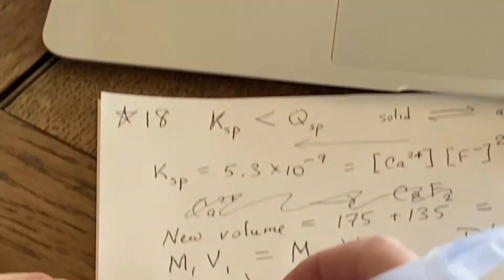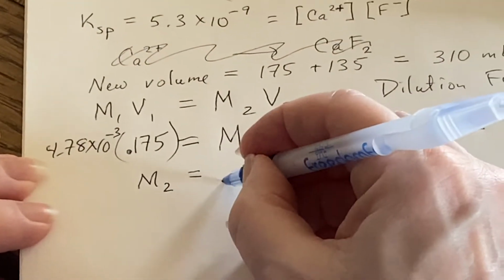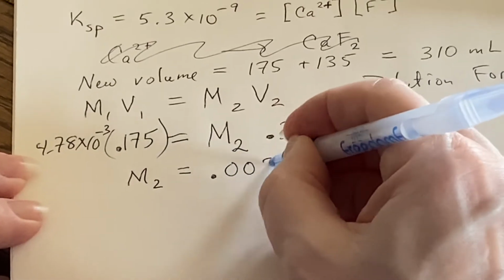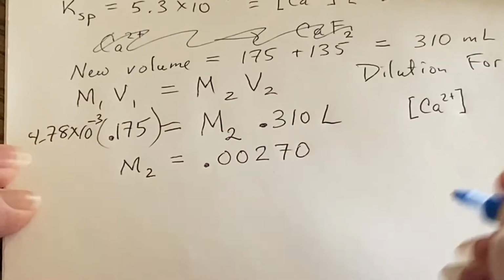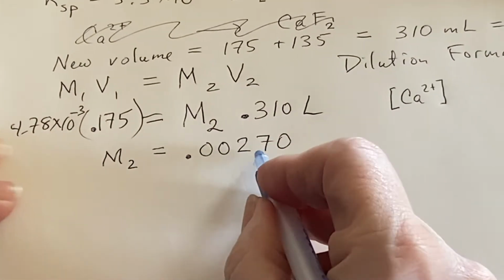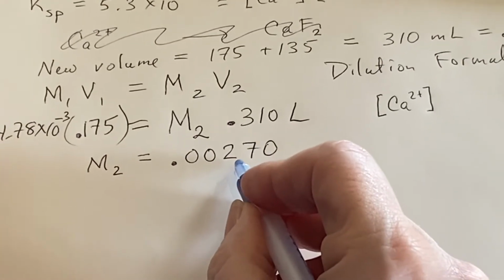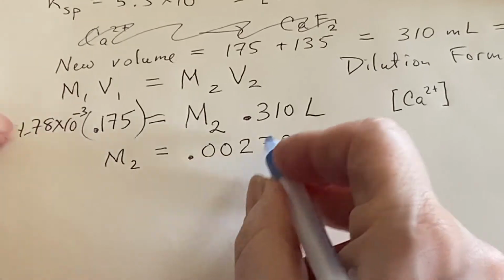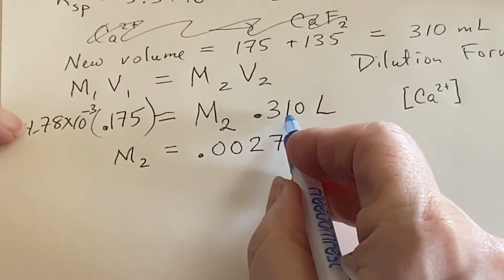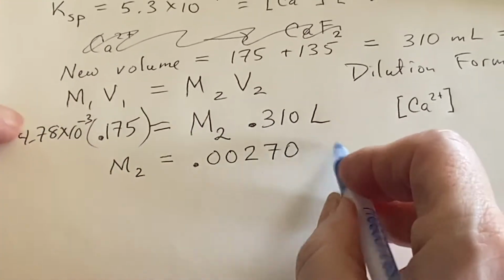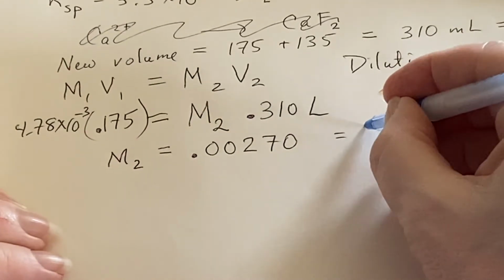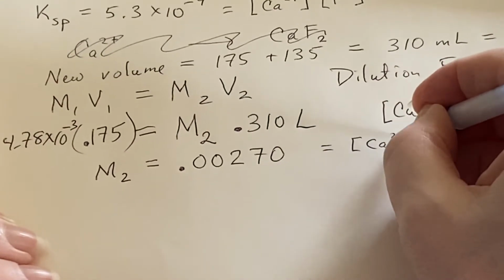Hit the calculator to work with this and end up with a new molarity. And of course, in scientific notation, it would be 2.70 times 10 to the negative 3, which makes sense because I've diluted it, right? It's now in a bigger volume, so the number should have gone down. But that is what I will be using for my calcium ion concentration.